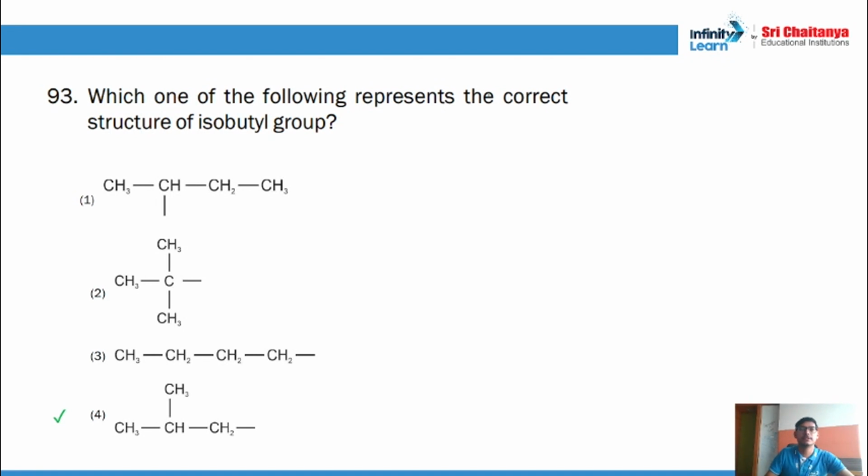Which of the following represents the correct structure? This is the iso group, guys. So basically isobutyl. So we have 4 carbon atoms. This is n-butyl. This becomes the correct answer, by the way. This is n-butyl. This is tert-butyl. This is sec-butyl.